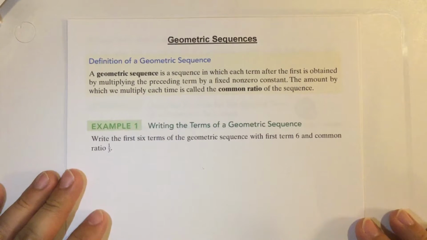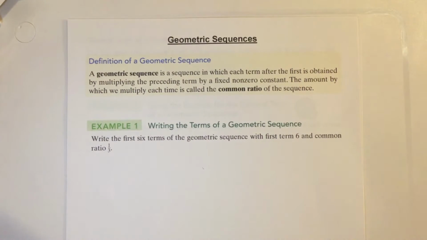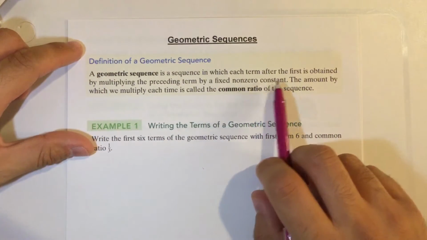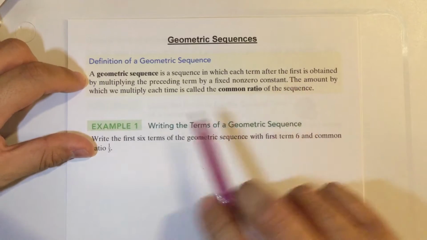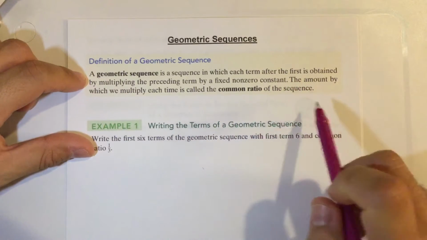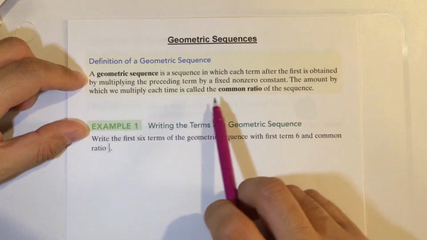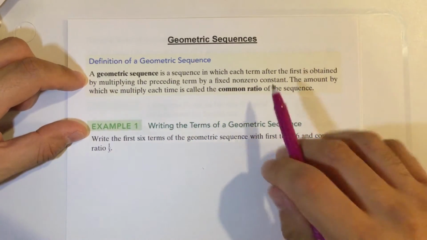All right, so these are the notes for the geometric sequences. Here's the definition. It says a geometric sequence is a sequence in which each term after the first is obtained by multiplying the preceding term by a fixed non-zero constant. The amount by which we multiply each time is called the common ratio of the sequence.